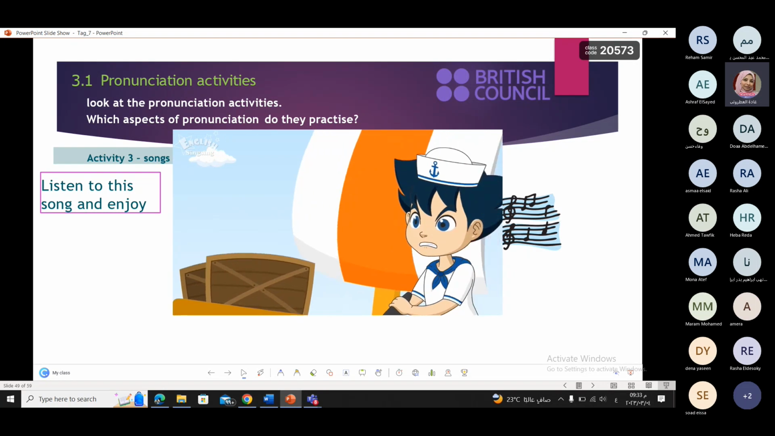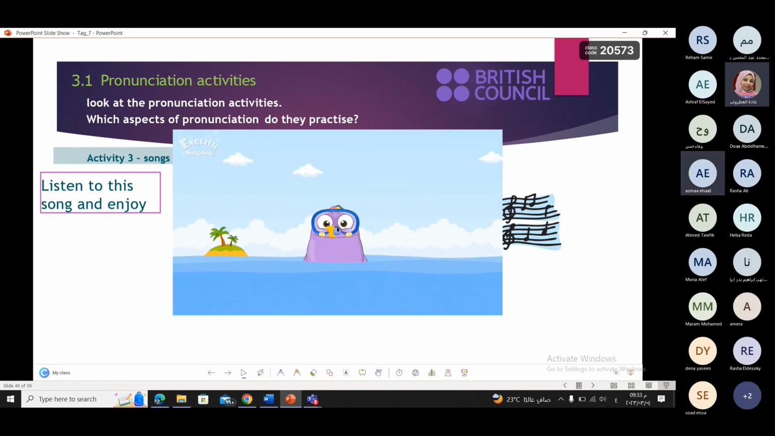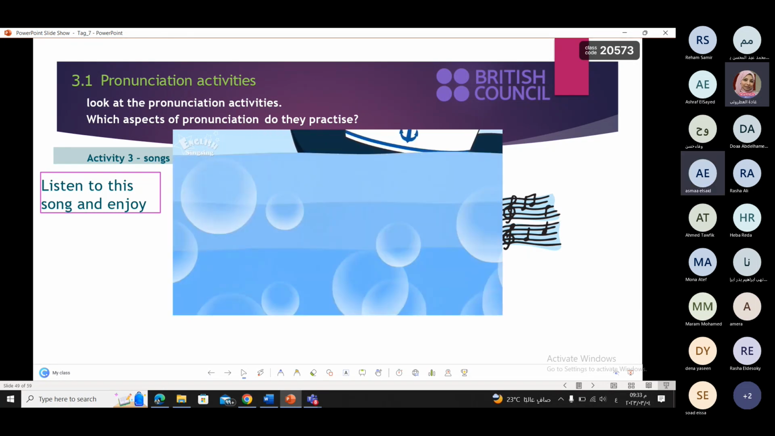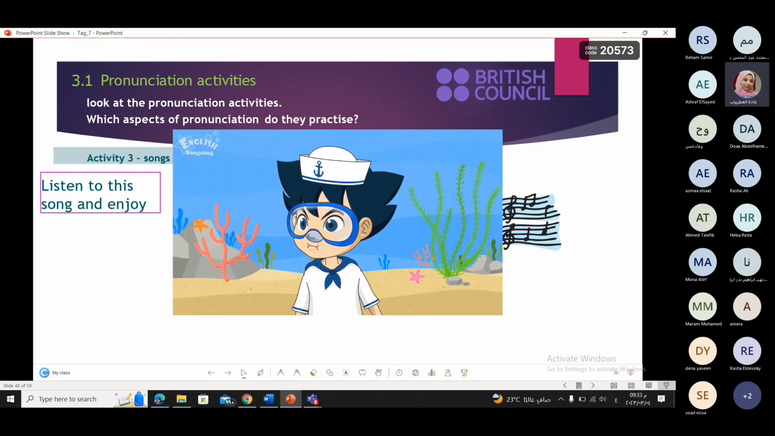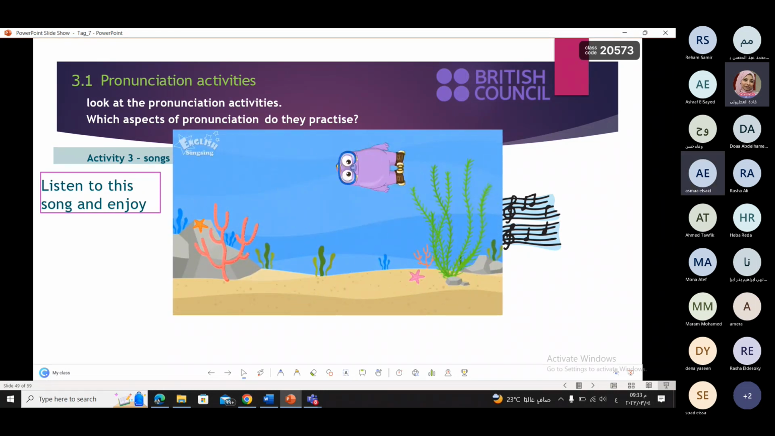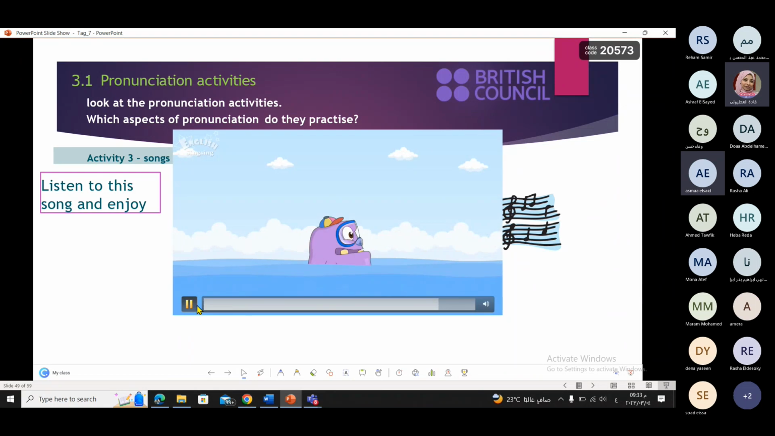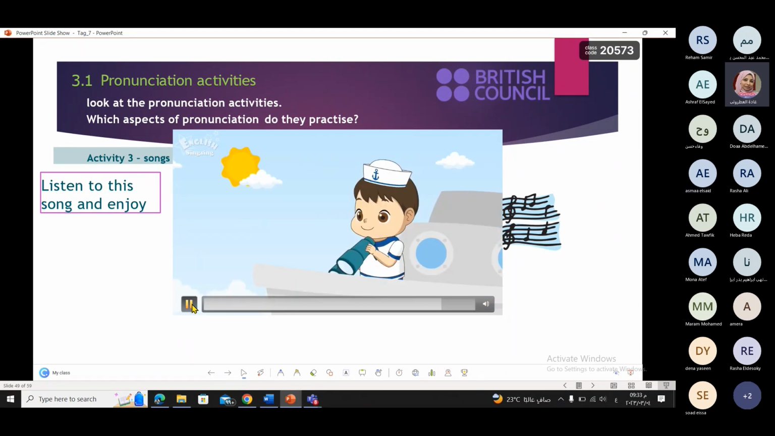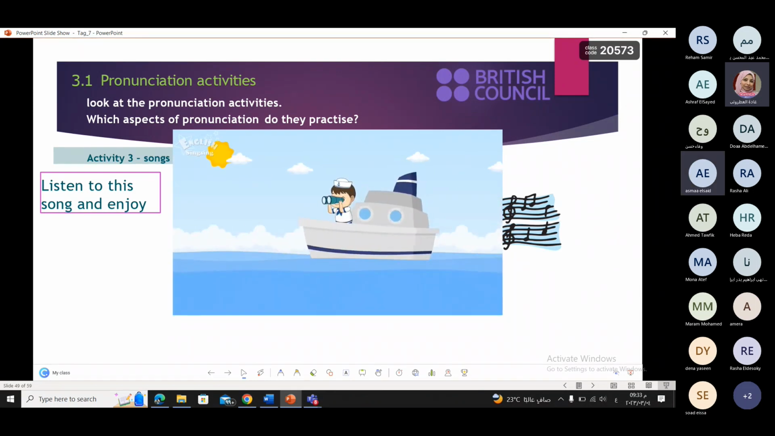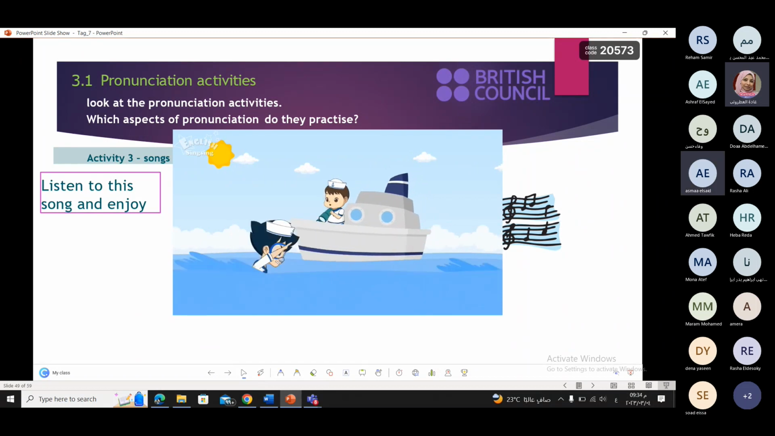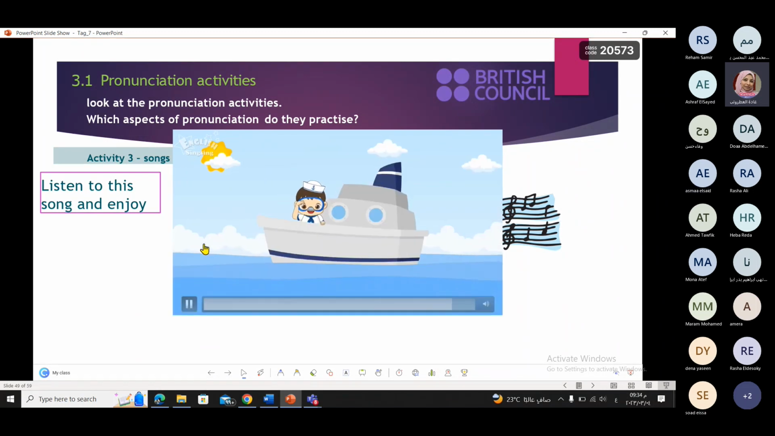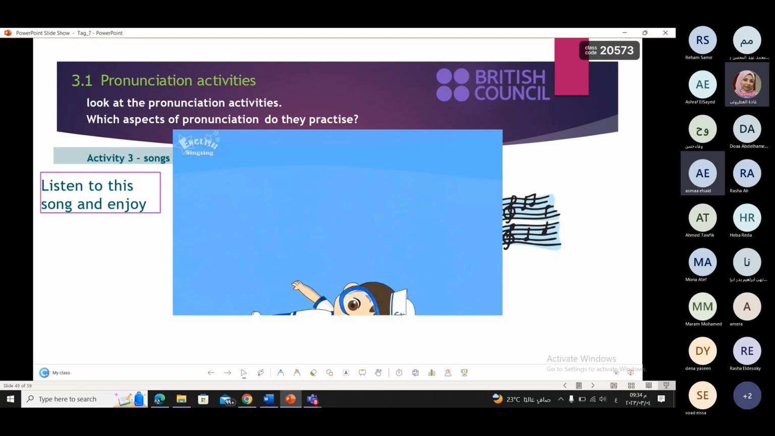A sailor went to sea, to see what he could see. But all that he could see was the bottom of the blue sea.